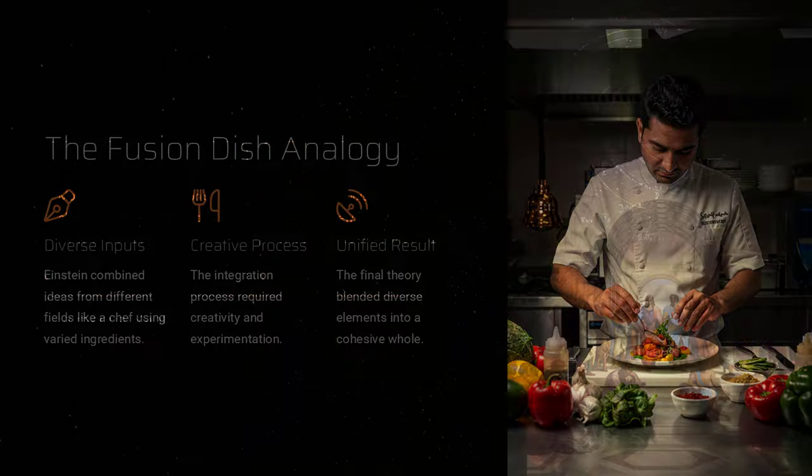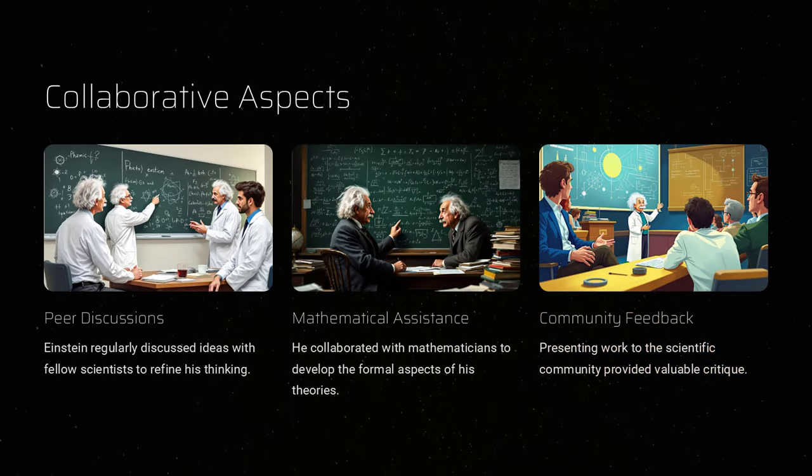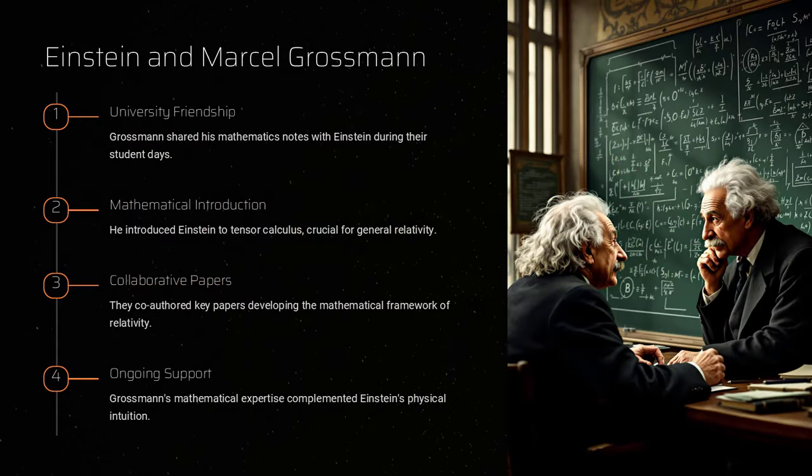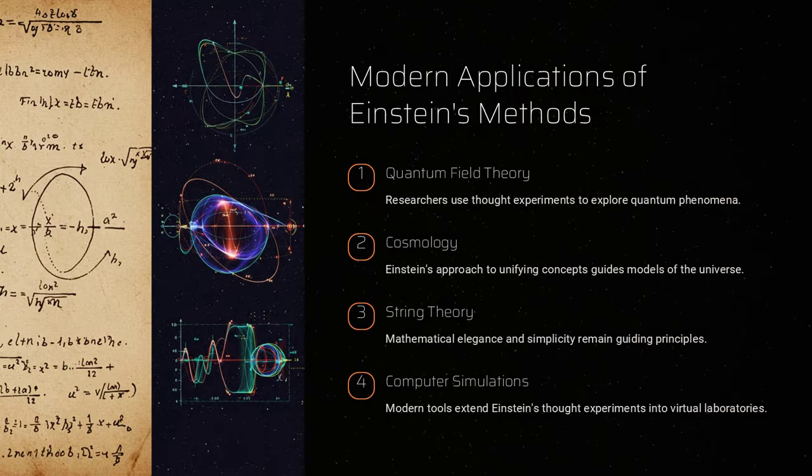Why is mathematical simplicity so valuable? Because it often reflects the underlying unity of physical laws, allowing complex phenomena to be understood through a few fundamental principles. Another important aspect of his methodology was the willingness to challenge established theories.